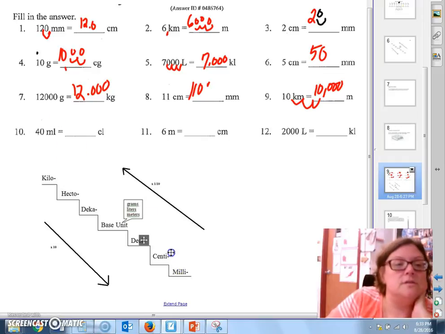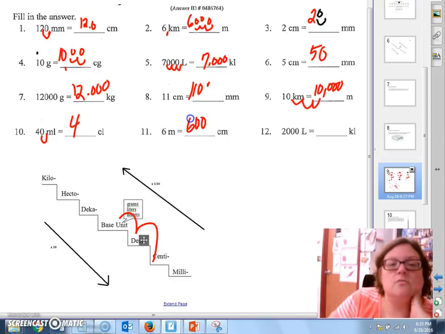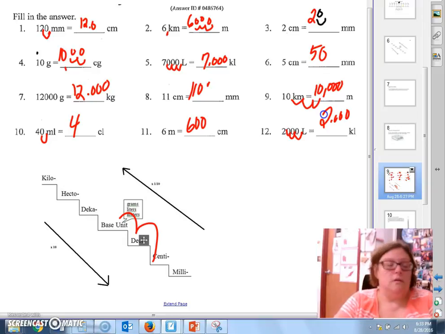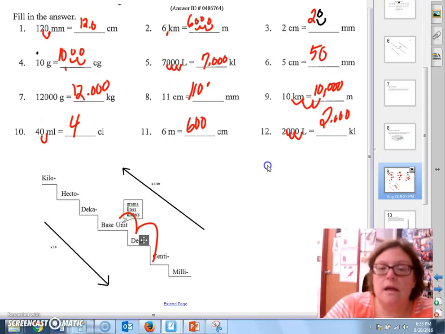40 milliliters to centiliters. We're going to go 1 to the left. 40 milliliters is 4 centiliters. 6 meters to centimeters. We need to go 2 to the right. 600. 2,000 liters to kiloliters. We need to go 1, 2, 3 to the left, because liters, 1, 2, 3, to kiloliters. So we end up with 2 kiloliters. Okay? Hopefully that makes sense. We're going to give you a worksheet to try, and then we'll check our work.